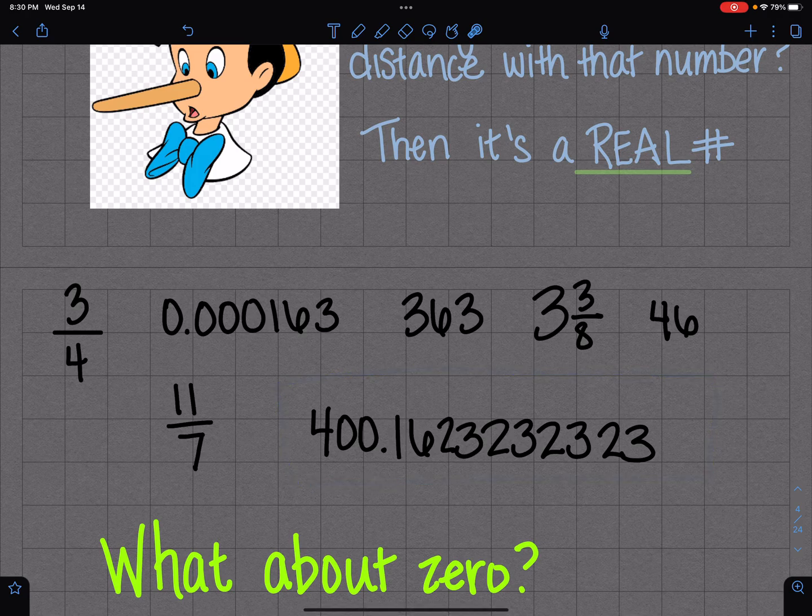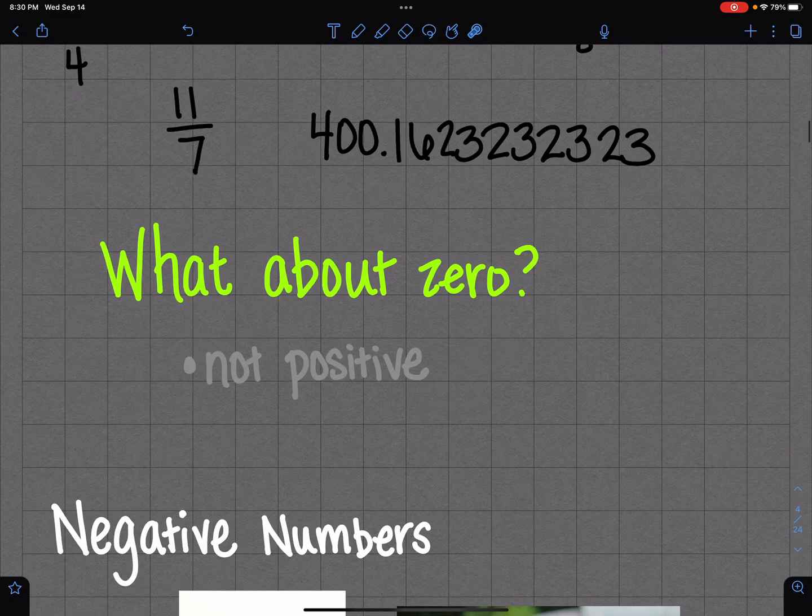What about the number 0? They point out that 0 is not a positive number. It's not exactly a negative number either. 0 is a super interesting number. They had a whole chapter on 0 in that math book that I told you about.